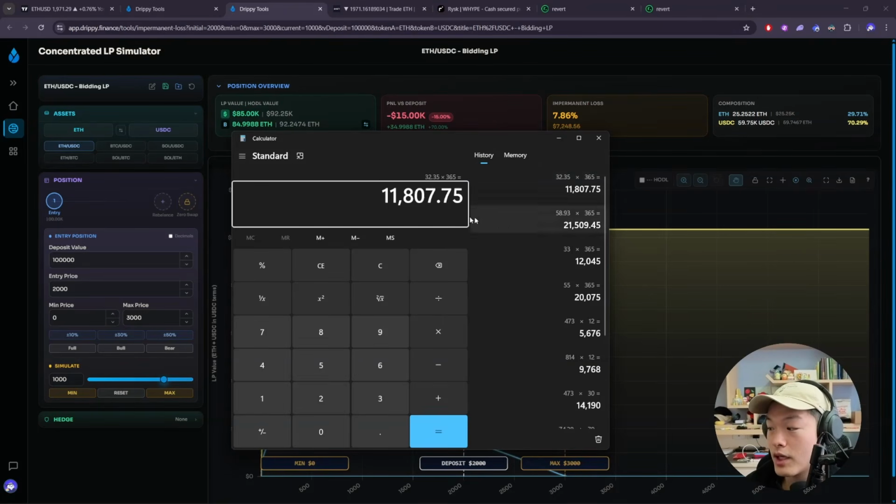And I do know that with this setup, it's probably actually higher than this, because I've seen the full range LP getting 10 to 12% in this particular pool.